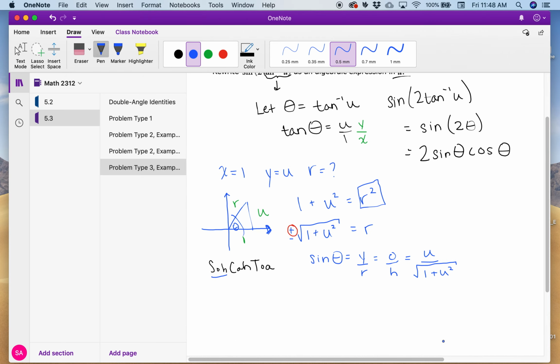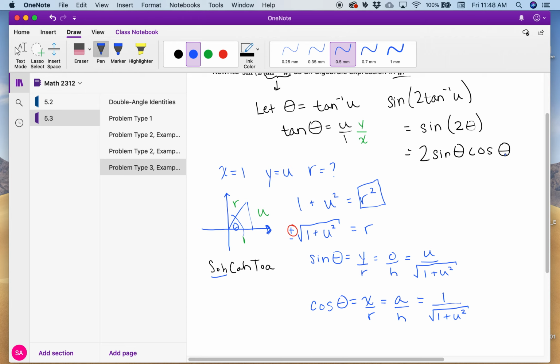Let me scroll down just a little bit. And we also need cosine. Same idea, we can use x over r, or if you're comfortable with the triangle sides, same thing as a over h. You're going to get the same values no matter what, as long as you set up your triangle properly. So our x was 1, and our r is the square root of 1 plus u squared.